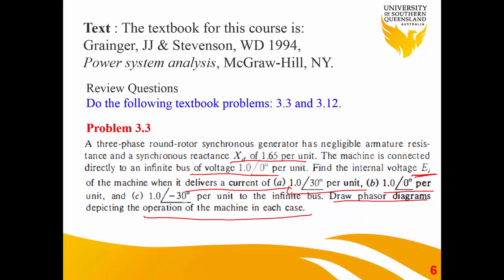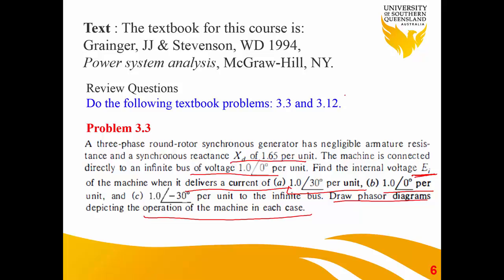Okay, so this is the previous example. We are not going to discuss the given details further, but a quick discussion, and then we go to the new problem. If you have a little bit of an issue, we refresh and then run the new one. So this one, as said, is a three-phase round rotor synchronous generator, negligible armature resistance.